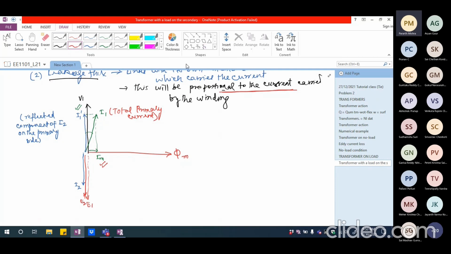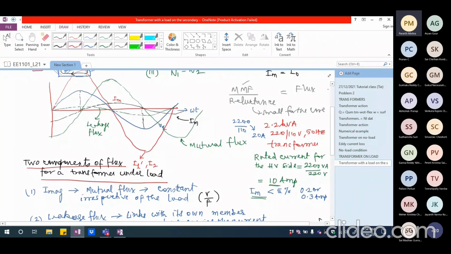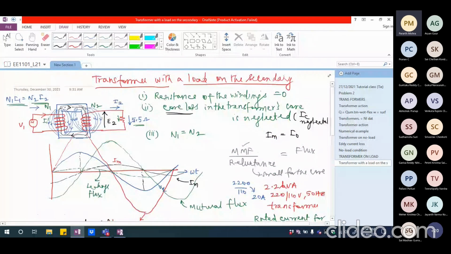Okay. Now that we have seen that this leakage flux is going to link with its own member, that is, if it is the primary that is producing the leakage flux, it is linked with its own primary winding alone. And similarly, the secondary leakage flux which is produced is linking with the secondary winding alone. It can be manifested as a drop. Anytime a flux links with this particular member, that is the winding, then it is definitely going to have an induced EMF due to leakage.